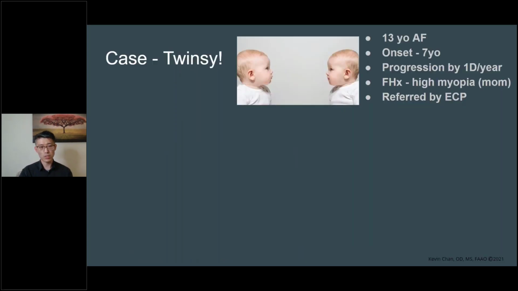Later on, we have another case here. When we deal with patients coming in as siblings, even as identical twins, it's always fascinating to see the results. Here's a 13-year-old Asian female sibling pair. They're identical twins. They started wearing glasses at 7 years old, and their progression, according to mom, is about 1 diopter per year. Strong family history, especially mom is highly myopic. I think it's about -9 to -10 diopter. At that time, she was referred by her ECP.